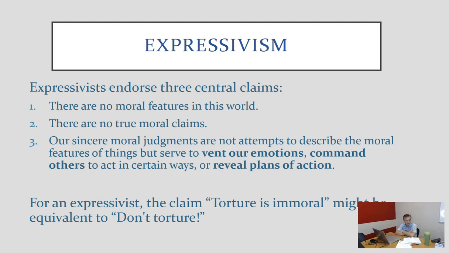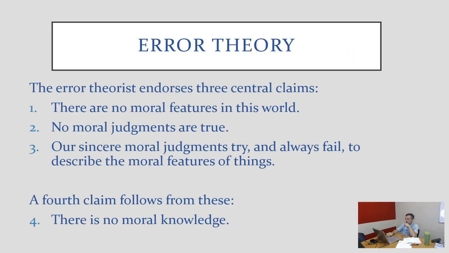So what we need to know then is the move that the error theorist makes from the claim that there are no moral facts in the world to our moral judgments. Let me just go back to the slide. That therefore no moral judgments are true. That then our sincere moral judgments try and always fail to describe moral features of things.